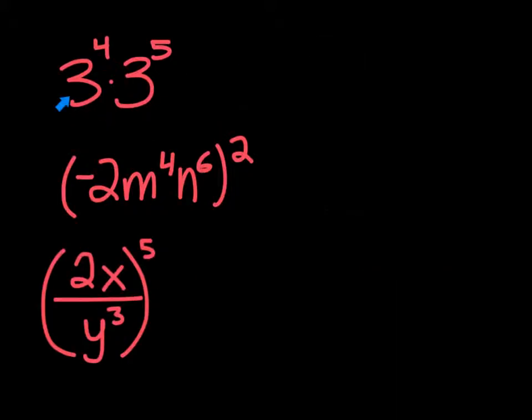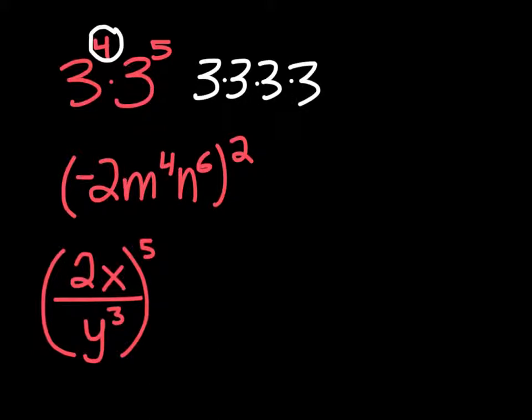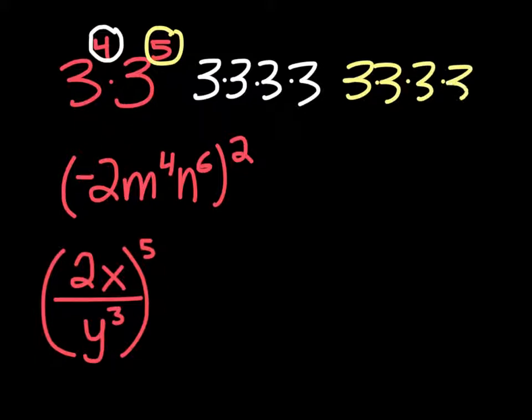Our first expression is 3 to the 4th times 3 to the 5th. Our base of 3 with our exponent of 4 tells us that we have 3 times itself 4 times: 3 times 3 times 3 times 3. And our base of 3 with our exponent of 5 tells us that we have 3 times itself 5 times. This means that in total, we have 3 times itself 9 times. So I'll simplify this expression to be 3 to the 9th power. In other words, 3 times itself 9 times.